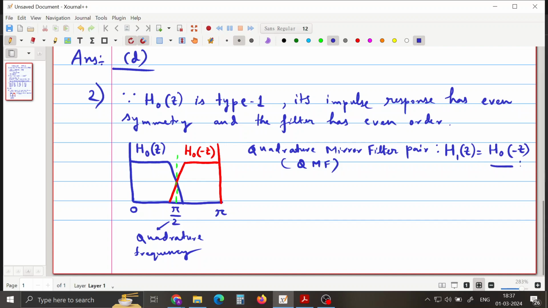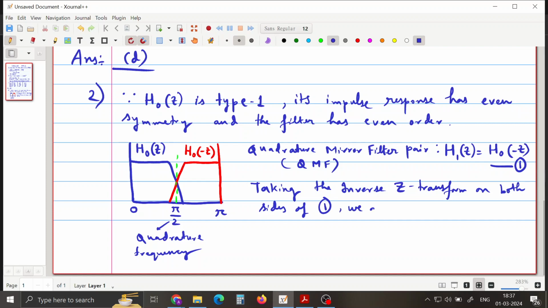If I label this as equation 1, then taking the inverse Z transform on both sides of equation 1, we get h1 of n on the left hand side, and on the right hand side we will get minus 1 to the power n times small h naught of n. That's how their corresponding impulse responses would be related.